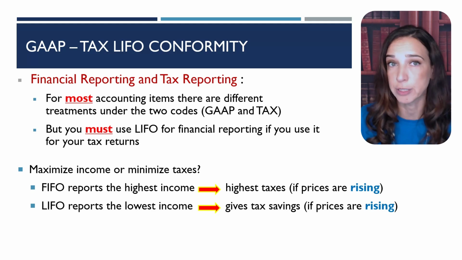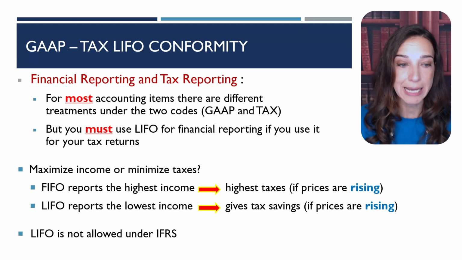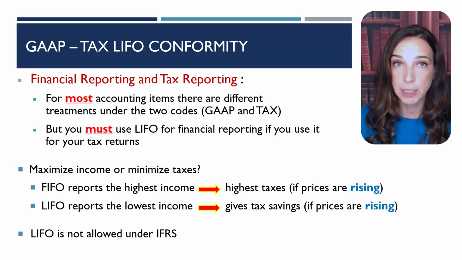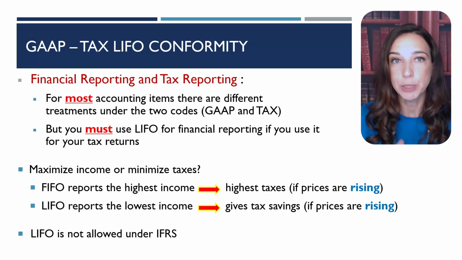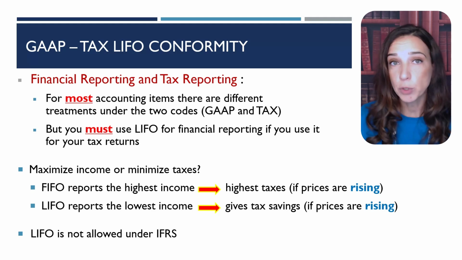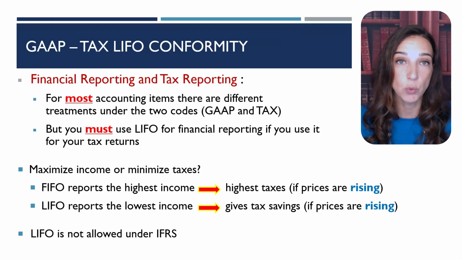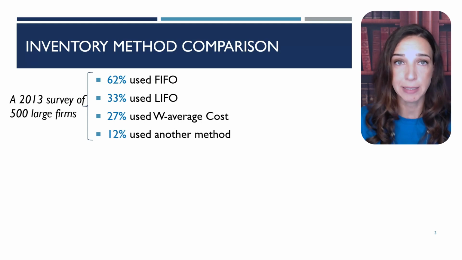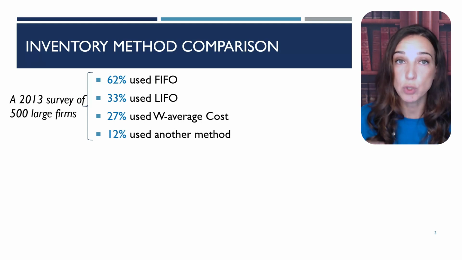One thing that we should note is LIFO is not allowed under the international rules. Any company that follows the international financial reporting standards, but they could be trading in the United States and filing with the US regulators, they will not be using LIFO because that is only allowed under the US GAAP, but not under IFRS. So how common are actually these methodologies? I don't have the most recent numbers.